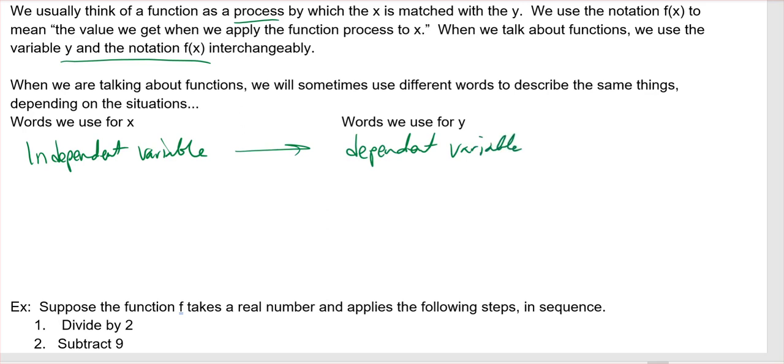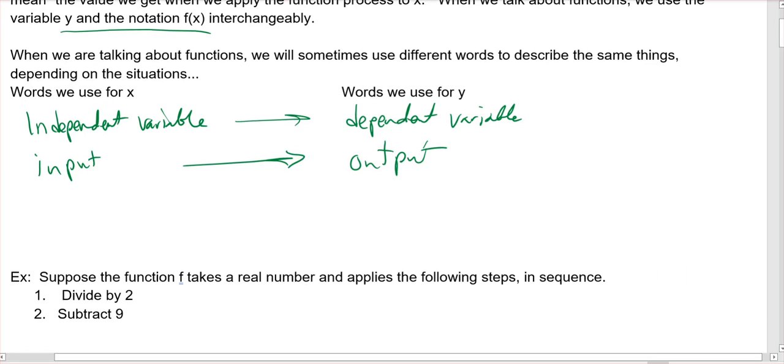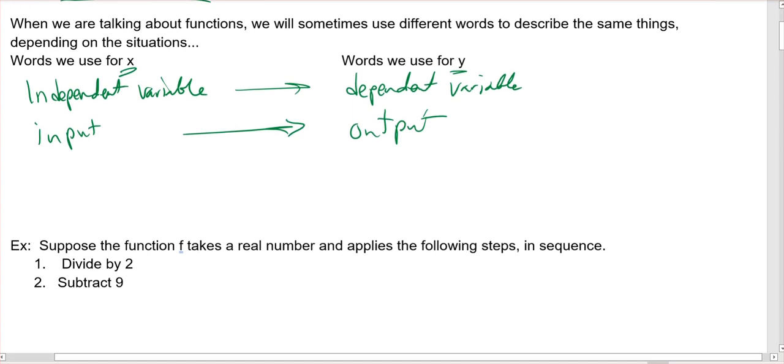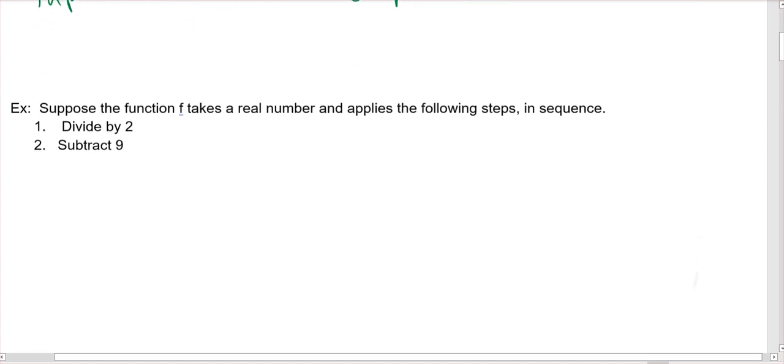What else do we use? Maybe input or output. We use different words for these things in different contexts. Maybe refer to the text for more of these. Usually, it's going to be clear. We're going to have an x, we're going to have a y, and that'll be that. Okay, so let's make a function here.